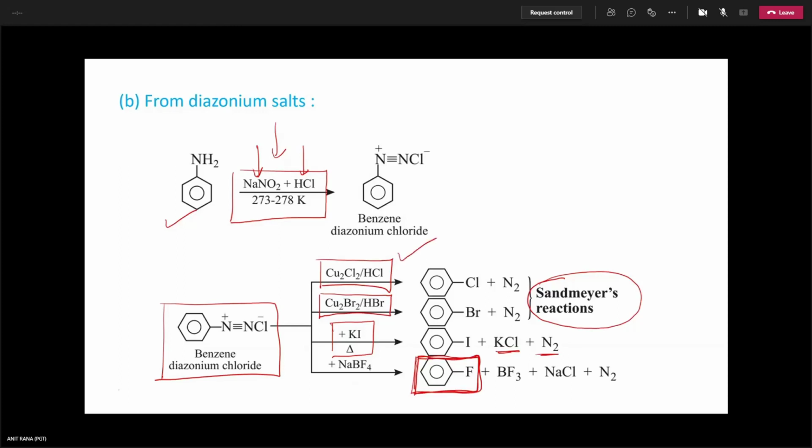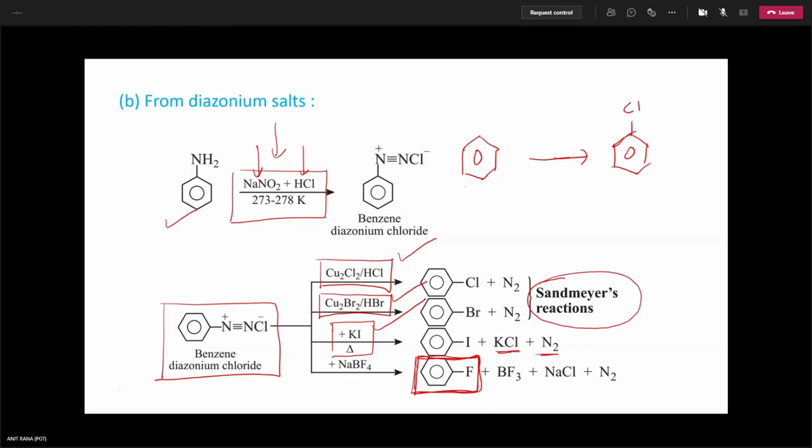So 3 reactions are very important: how to get chlorine on the benzene, how to get bromine on the benzene, how to get iodine on the benzene. So when you're learning, you will learn this way. If a compound is given to you as benzene, how will you convert it into chlorobenzene? So what we need, yes, don't write the Sandmeyer reaction name or write the conditions, but remember the way.